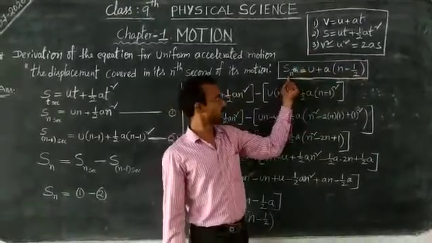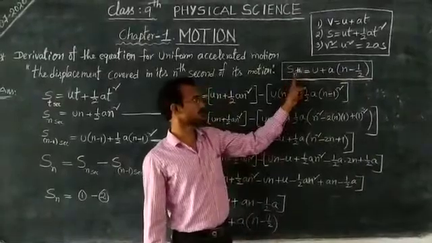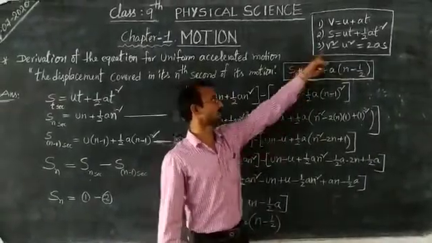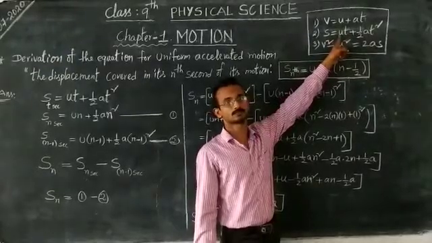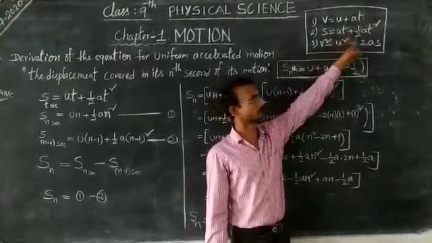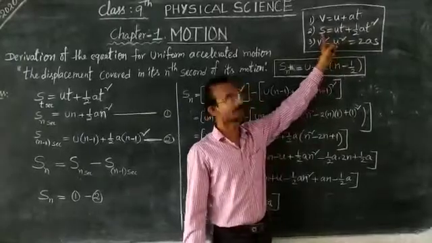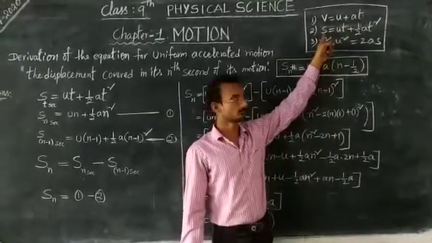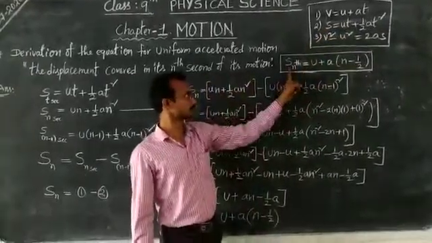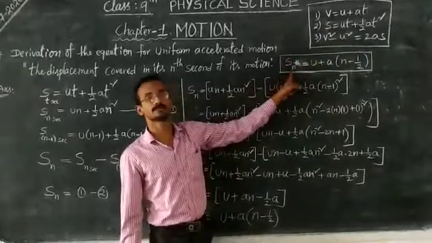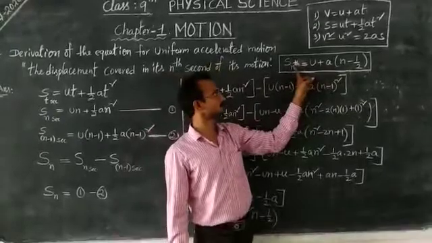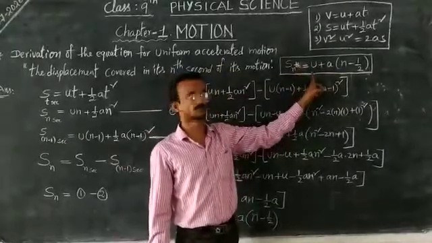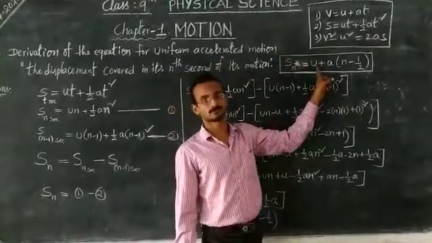The displacement covered in the nth second, not in n seconds. In n seconds or in t seconds, the formula is s equal to ut plus half at square, the displacement covered by an object in t seconds. But here this equation is the displacement covered by an object in the nth second, particularly, how much displacement can be covered in the nth second. This is the formula for that. Let us see the derivation of this equation.